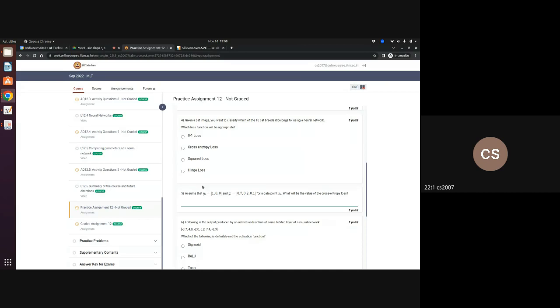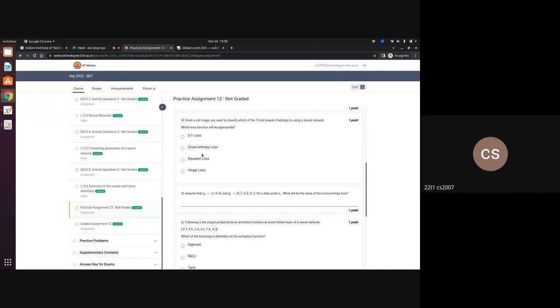All right. So next question. Given a cat image, you want to classify which of the 10 cat breeds it belongs to using a neural network. Right? Which loss function will be appropriate? Okay, we just now discussed. It's a multi-class. So what will be the correct answer? Anybody would like to guess? I've been speaking on and on, so I just want to check if people are there.